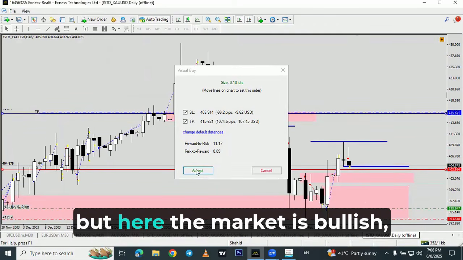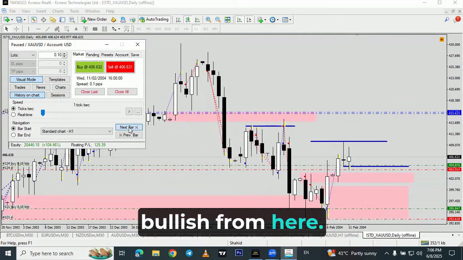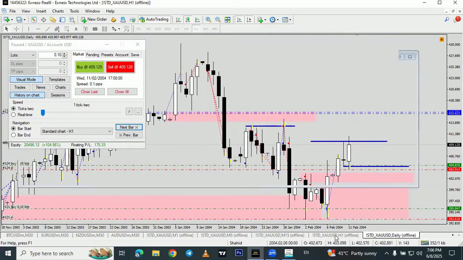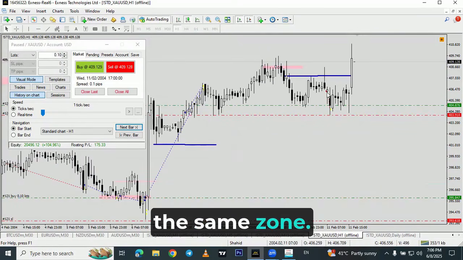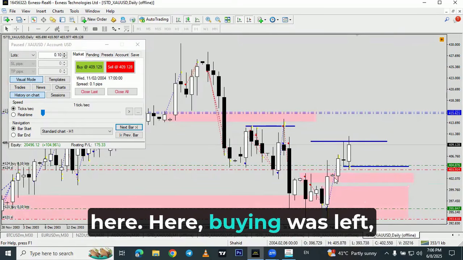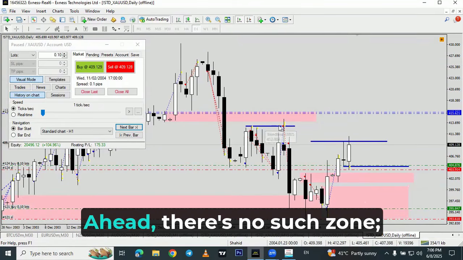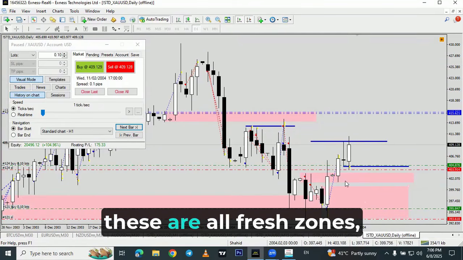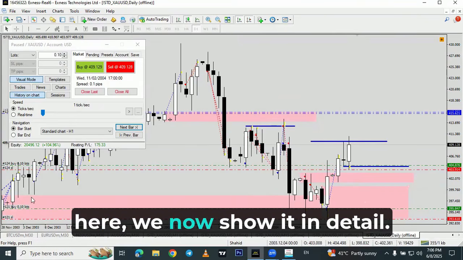Let's see, but here the market is bullish, bullish, bullish. The market has turned bullish from here. It turned bullish from the same zone. The selling we had also started, and the buying also started here. Here buying was left, and then buying happened here, which is in this zone. Ahead there's no such zone. These are all fresh zones, and sorry, those are other zones, which we now show in detail.